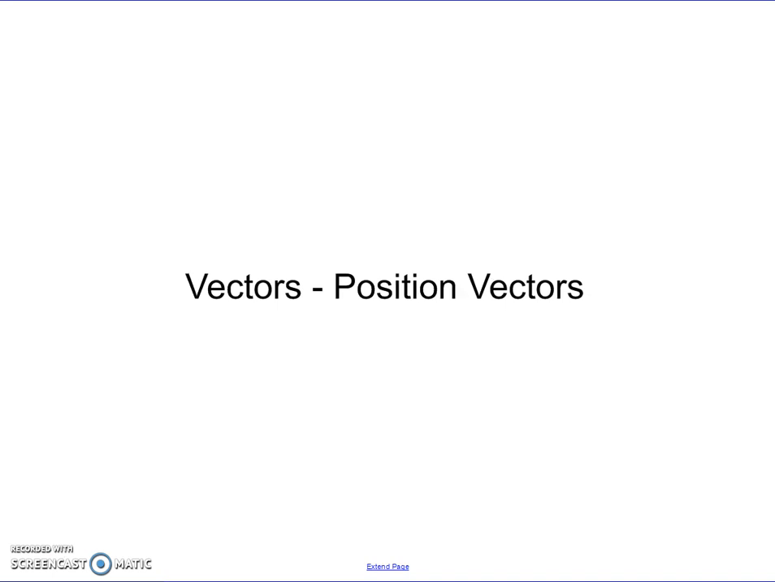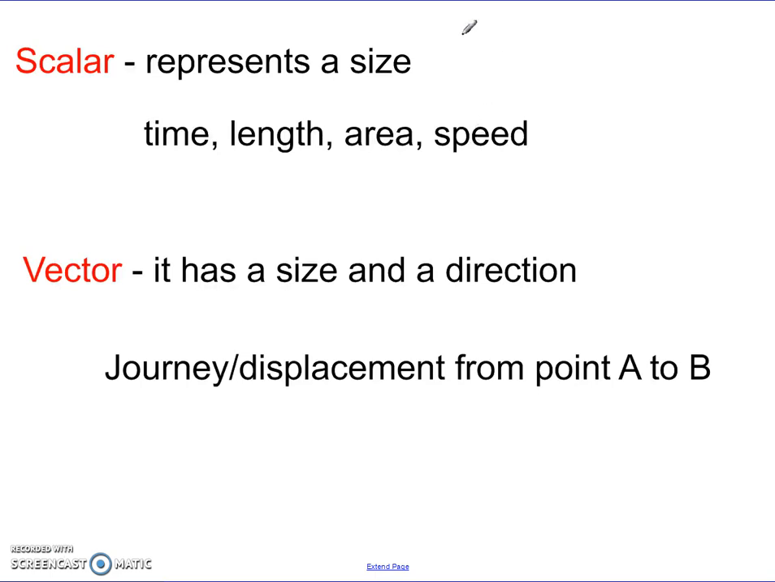Now I've said vectors a few times. There's two key things that we work with in mathematics that we need to understand and know what the difference is between them. These two key things are a scalar and a vector. Now a scalar is something which represents a size of an object or a size of a thing. So these could be thought of as mathematical concepts including time, length, area and speed.